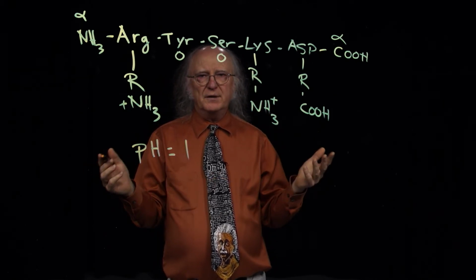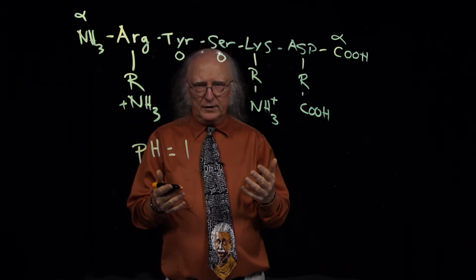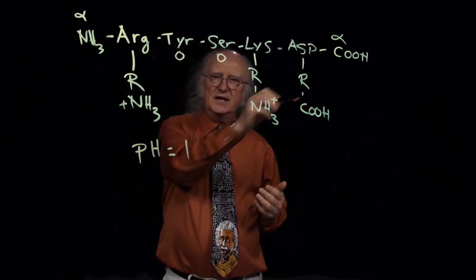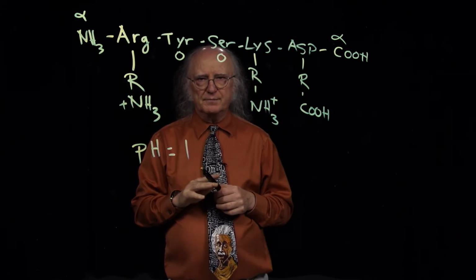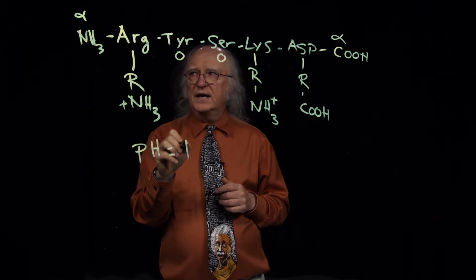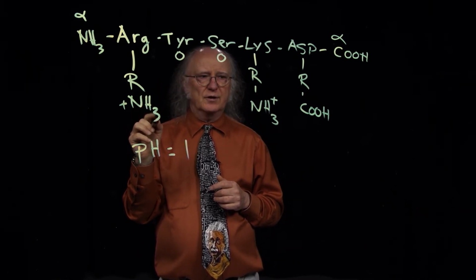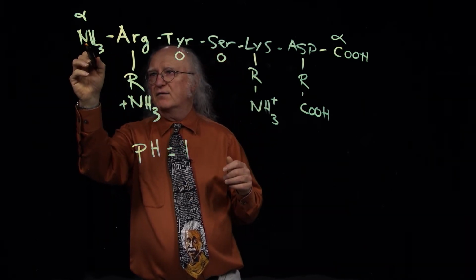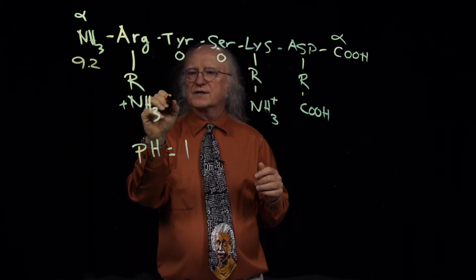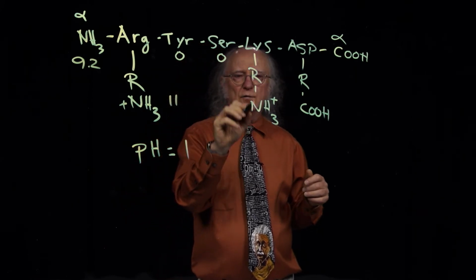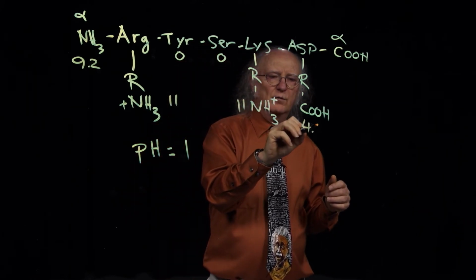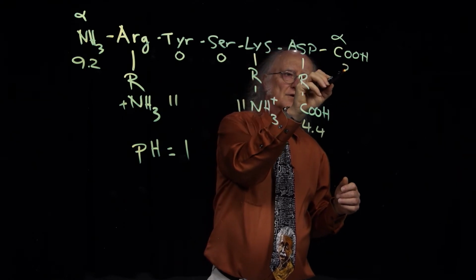Well, we simply apply the rule that we learned earlier about the pH relative to the pKa values of each of the ionizing groups. So for example, at a pH value of 1, let's get the individual pKa values on here. So this was 9.2. This value was 11. This value was 11. This value here was 4.4. And this value over here was 2.2.